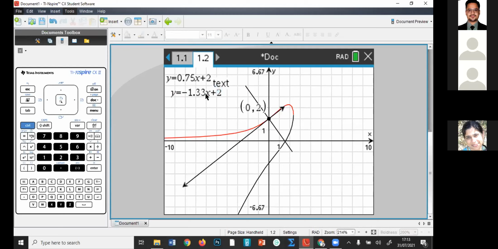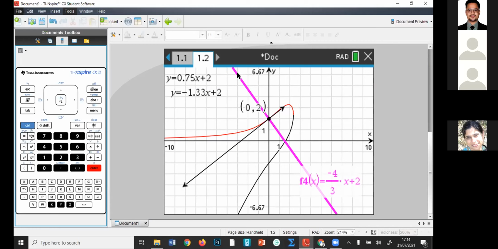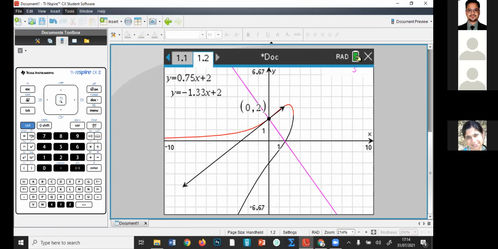So what we can do is we can quickly copy this: negative 1.33x, that is negative 4 upon 3 x plus 2. So you can quickly draw this: y is equal to negative 4 divided by 3 x plus 2. And once you do this, you see you get a line right on top of that construction.